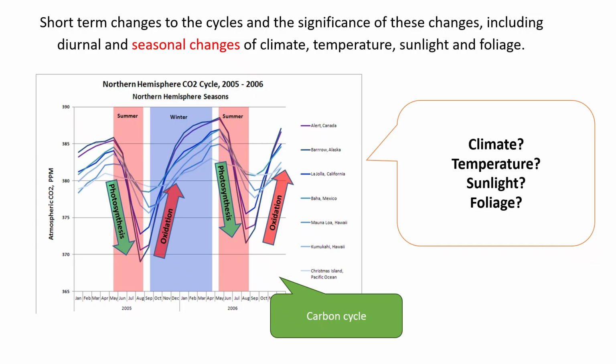And if we look at the carbon cycle, again, we can see these seasonal changes. Very much here in the northern hemisphere, we can see peaks and troughs. So those troughs happen in our summer when the plants are photosynthesizing, when they're using up all that carbon. The amount of carbon in the atmosphere declines.